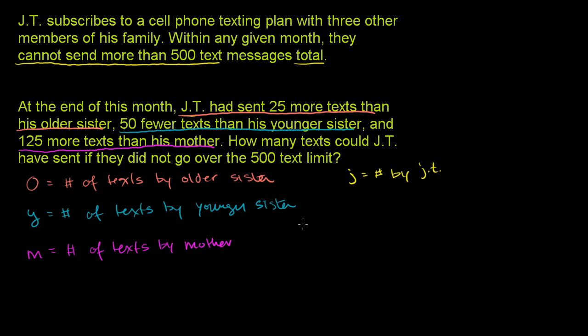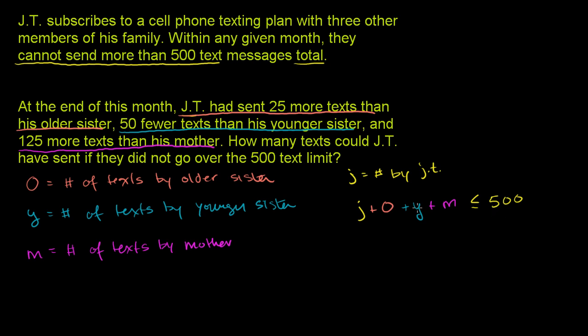So the total number of texts that everyone sent cannot be more than 500. So if we take the sum of JT's texts plus his older sister's texts plus his younger sister's texts plus his mother's texts, they all have to be less than or equal to 500 total texts. It can't be more than 500, so the sum has to be less than or equal to 500.